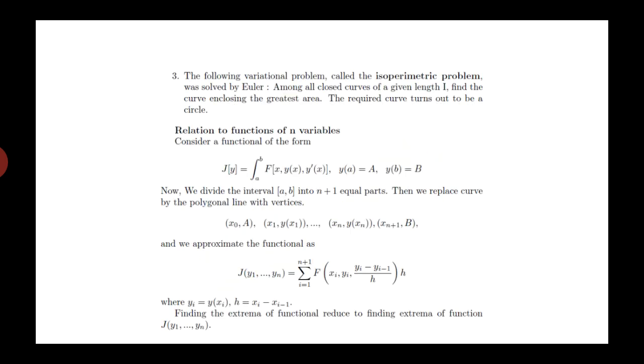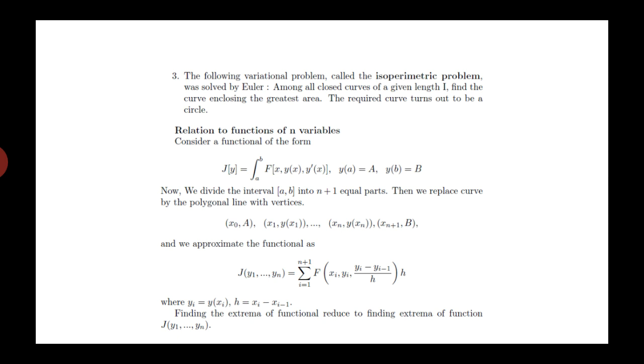There are some other problems. The third problem is called the isoperimetric problem, and this was proposed by Euler. Among all closed curves of length L, find the curve enclosing the greatest area. The required curve turns out to be a circle. We will also see in chapter 2 or 3 how to solve these kinds of problems.